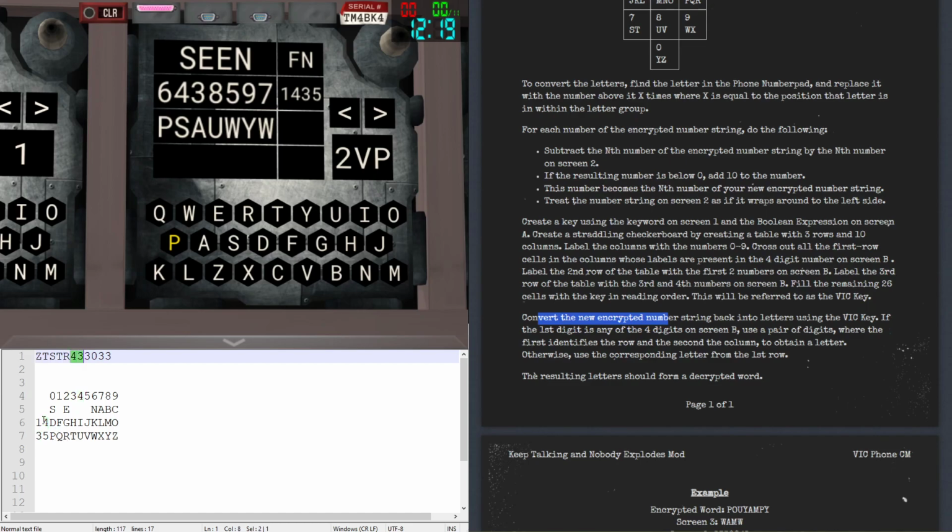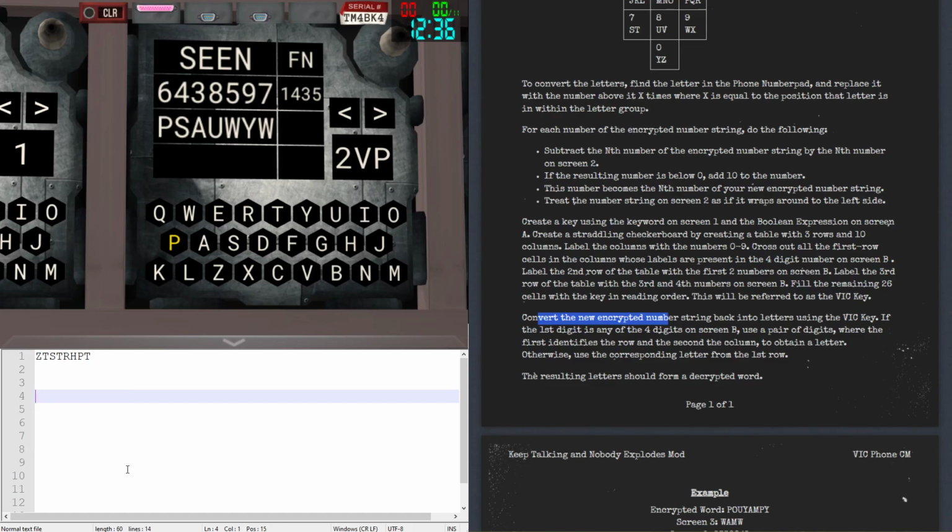4 as the row, 3 as the column turns into hotel, 3 as the row, 0 as the column turns into P, and then finally another 3 turns into tango. And we got our new encrypted word.